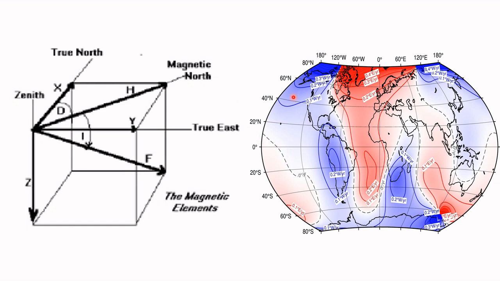All these maps are prepared on the basis of the data obtained from the magnetic observatories located in various countries in the world, and from the oceanographic cruises carried out specially to measure these elements.